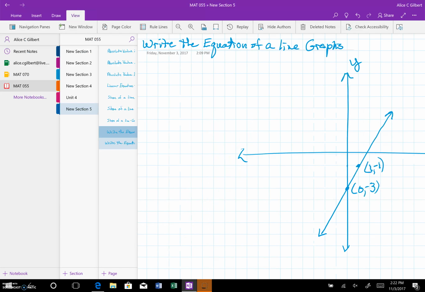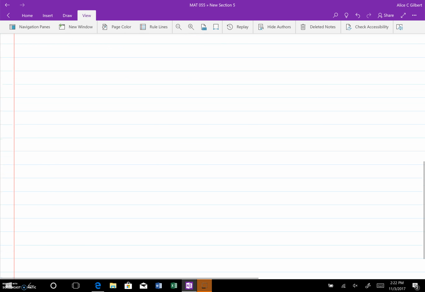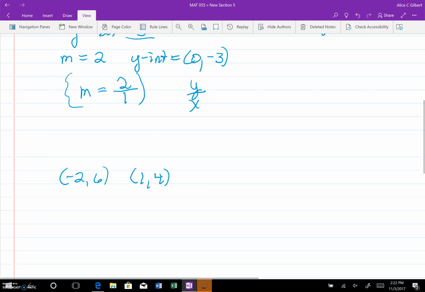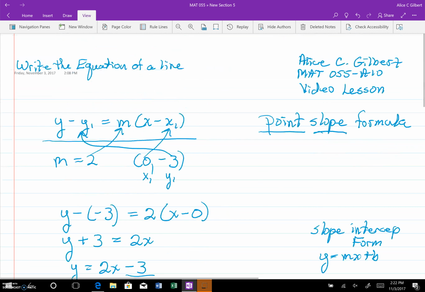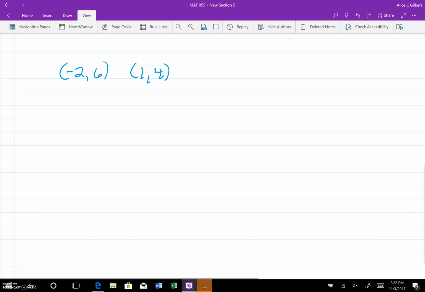Okay? So, what if instead of a slope and a point, I was given 2 points and asked to write or find the equation of a line? Well, again, first thing you need to think about, y minus y sub 1 equals m times the quantity x minus x sub 1. I have to have a point and a slope, a point and a slope. Well, do I have a point here? Actually, I have 2 of them, but I do not have a slope.